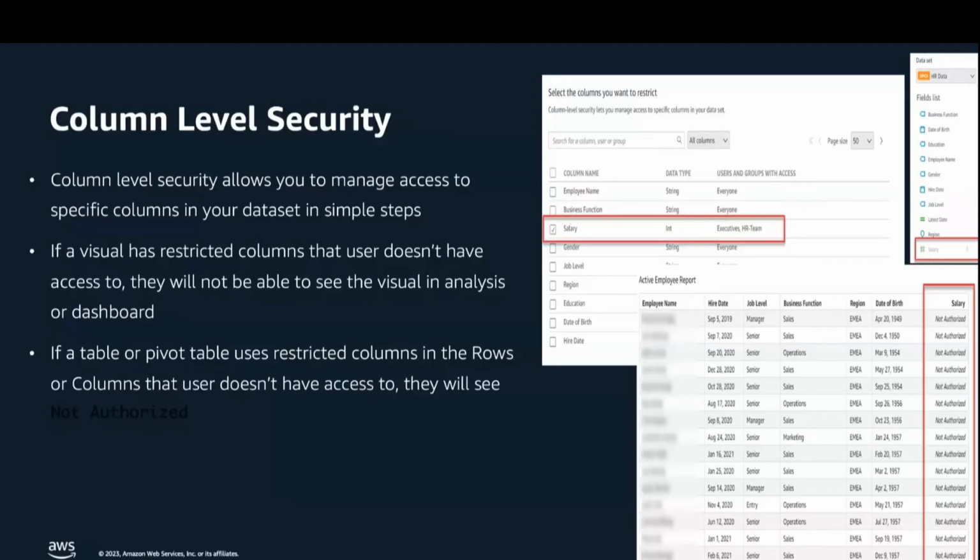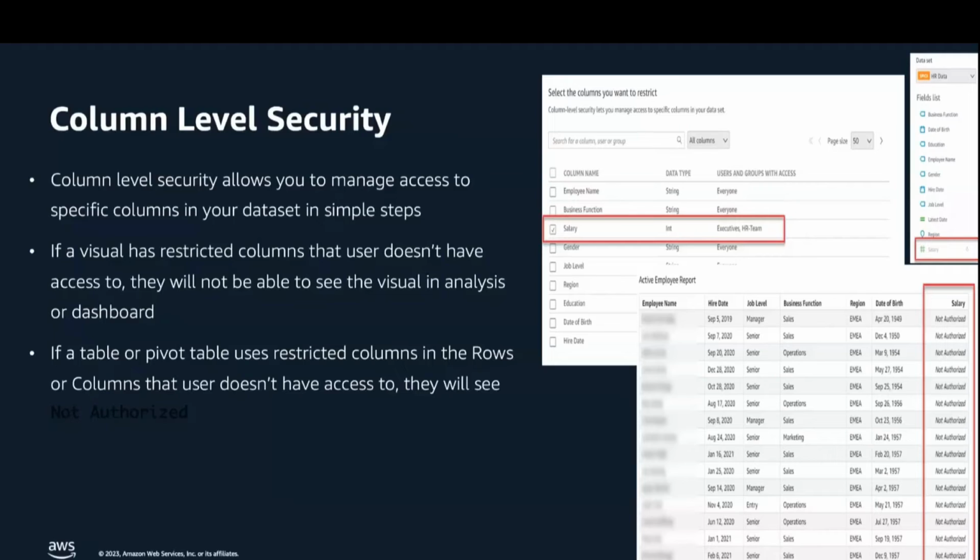So that compensation field, we don't want it to be open to everyone who can see that dashboard. So rather than creating a separate dashboard just for our HR users who have a real need to see this compensation data, what we can do is set up column-level security to lock down and restrict access to that particular column and only allow it to be viewed by users who are part of that HR group.